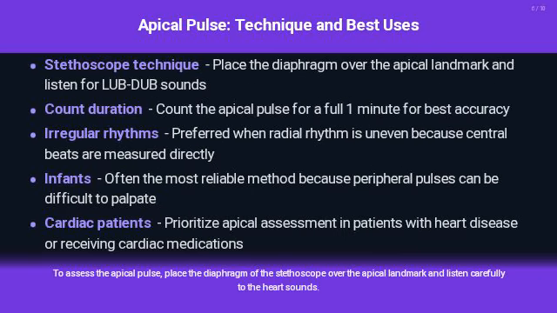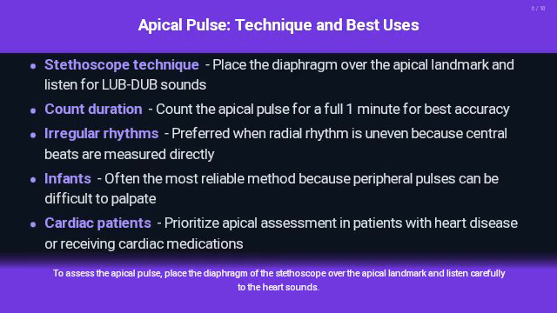To assess the apical pulse, place the diaphragm of the stethoscope over the apical landmark and listen carefully to the heart sounds. You are counting the paired lub-dub sounds, with each full cardiac cycle counted as one beat. Unlike the radial pulse, the apical pulse should be counted for a full minute every time. This is because it is often used in situations where precision matters most.